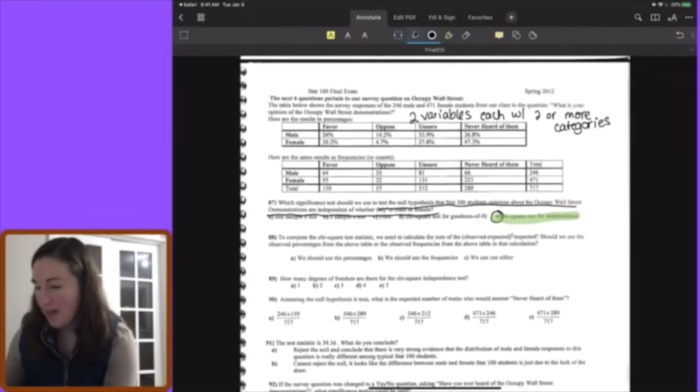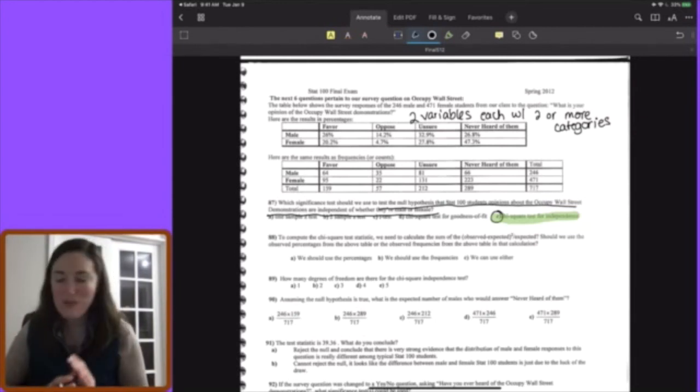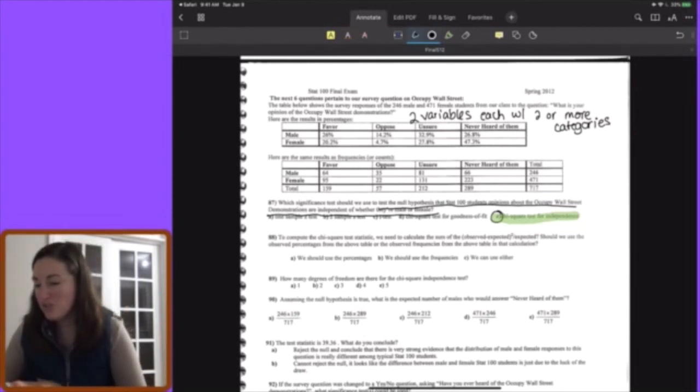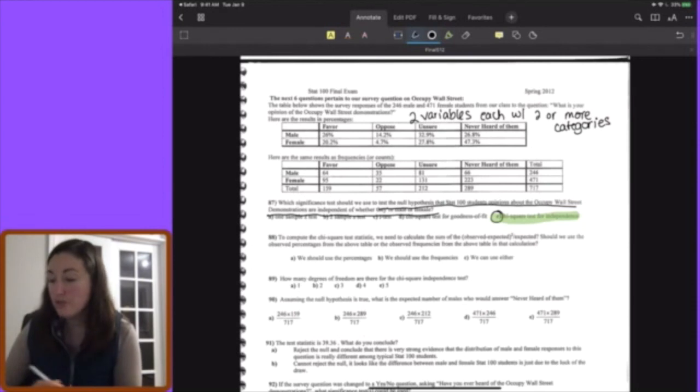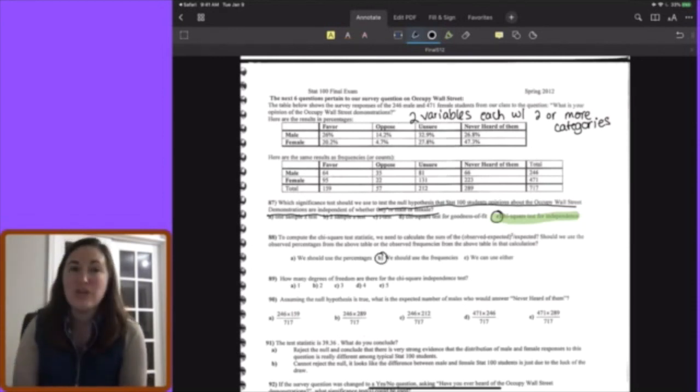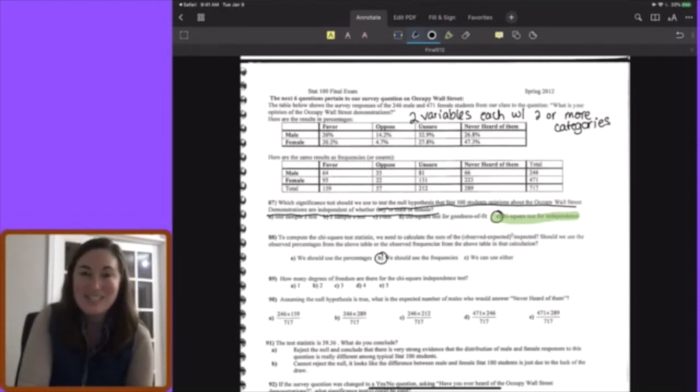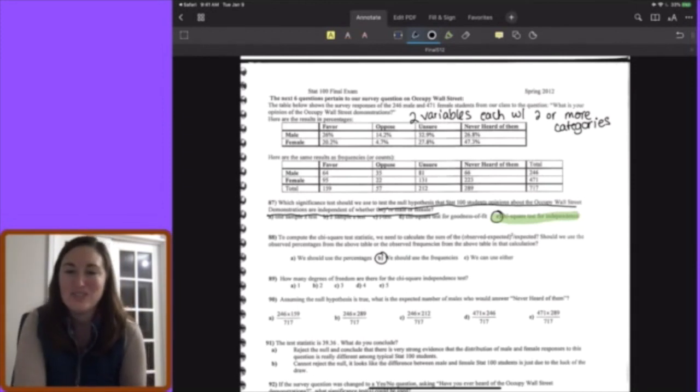Okay. 88 says to compute the chi-square test statistic, we need to calculate basically this long formula using the observed and expected values. Should we use the percentages or frequencies? Always use the frequencies for the chi-square test. Any chi-square test, always use the frequencies.